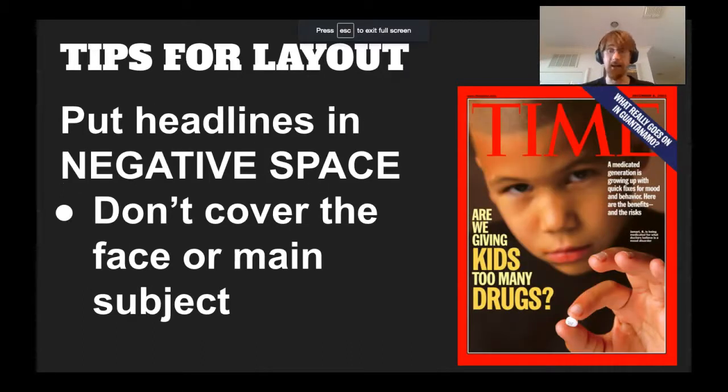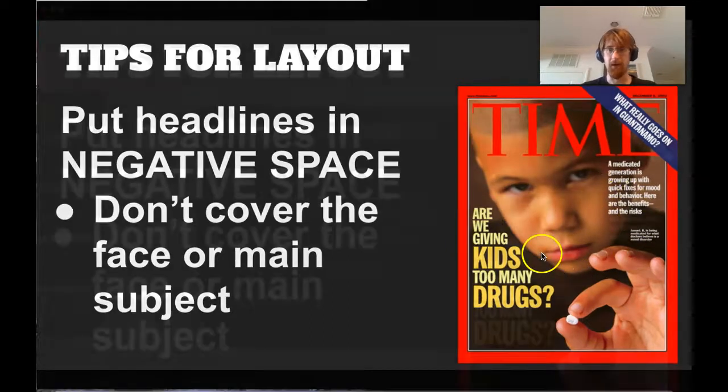As you lay out your text, you also want to think about putting your headlines and captions in the negative space. This is usually the area around your subject. Also, what typically happens is if the headlines and captions are on the left-hand side of the page, they will be aligned to the left. If they're on the right, they will be aligned to the right.